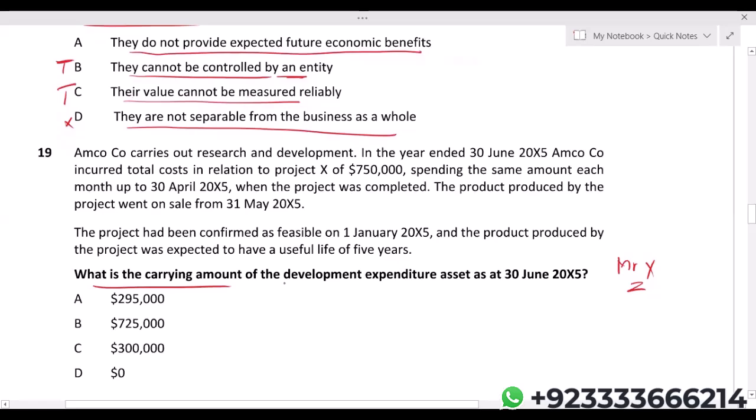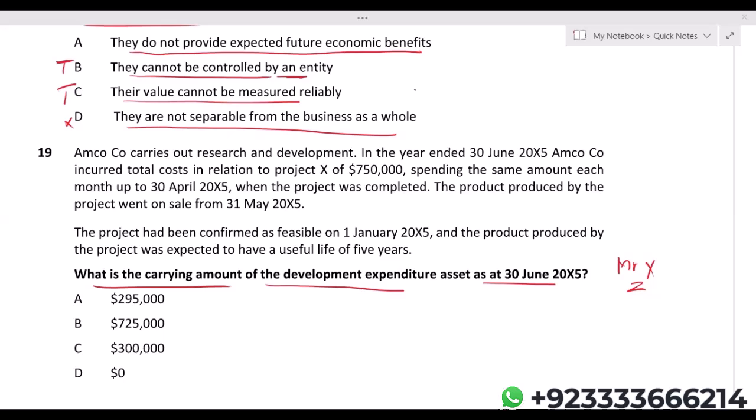What is the carrying amount of the development expenditure asset as at 30th June X5? Yes, separable means separately identifiable. So obviously, Mr. Y is separately identifiable and is a separate legal entity, a separate legal individual, and your business is separate. Got it? I hope it is clear now. Great. What is the carrying amount of the development expenditure asset as at 30th June X5?